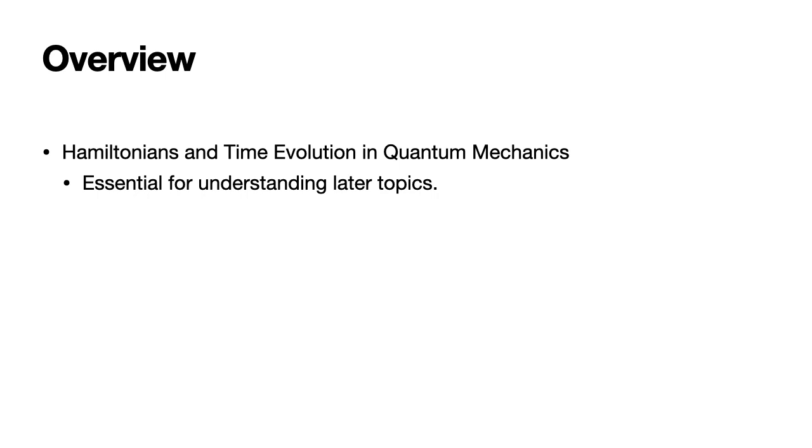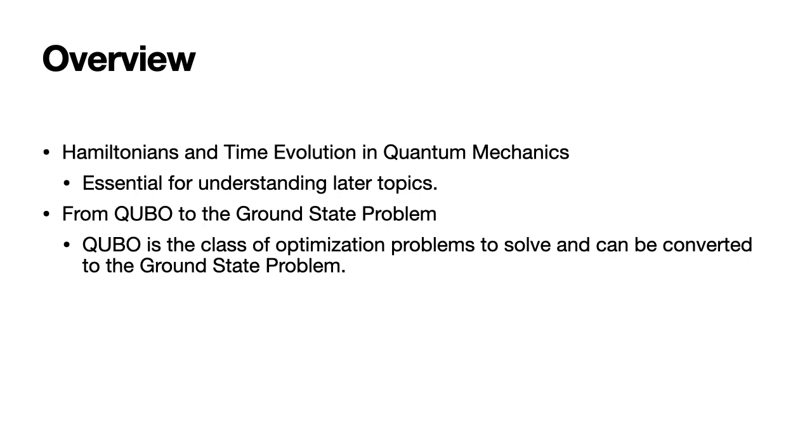After that background section, we'll delve into talking about a specific class of optimization problems called quadratic unconstrained binary optimization problems, or QUBOs for short. These are the types of problems we want to be able to solve efficiently with quantum algorithms. We'll see how these QUBO problems can actually be framed or mapped into what's called the ground state problem in quantum physics.